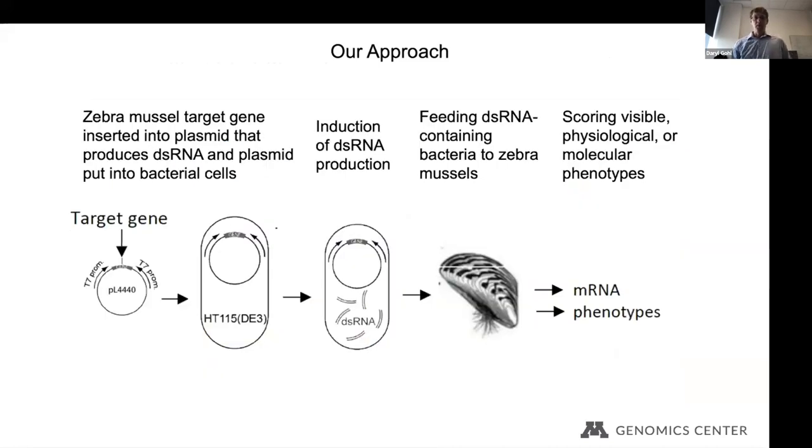So the approach that we're taking right now is we're taking zebra mussel target genes, cloning them into an expression plasmid that can produce double-stranded RNA, putting this into bacteria and causing the bacteria to make a large quantity of that double-stranded RNA, and then feeding these bacteria to zebra mussels, and then looking for effects, looking for either changes in their growth or behaviors, or also we can look at the knockdown of these genes. So we can look molecularly and see, did this double-stranded RNA actually cause the expression of that gene in zebra mussels to go down?